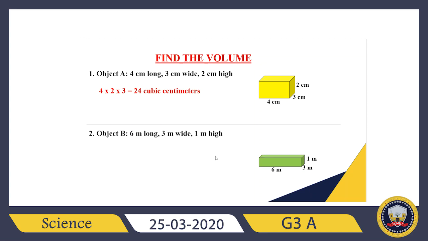Good job. I need to multiply all, right? 6 times 3 times 1. 6 times 3, 18. 18 times 1. If you multiply a number by 1, you will always get the same number. So you will get 18. Don't forget cubic. And this time I write meters. Remember, it was centimeters before because centimeter was given to me as the unit.